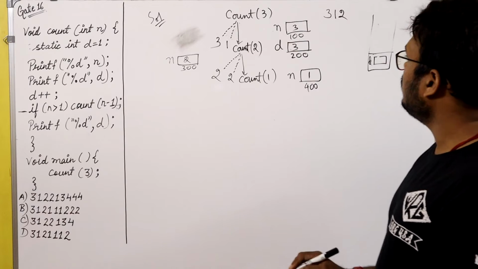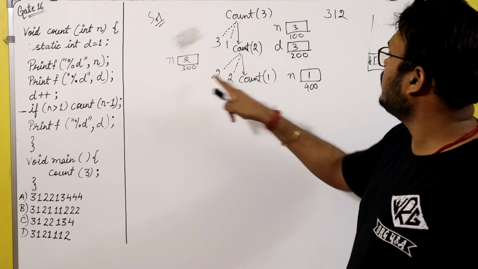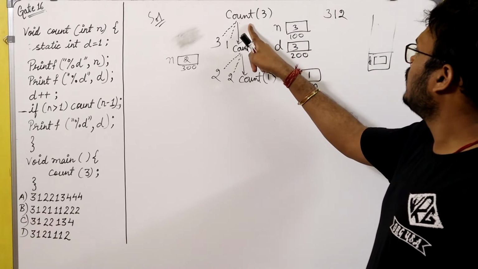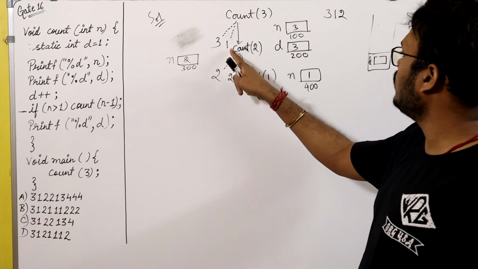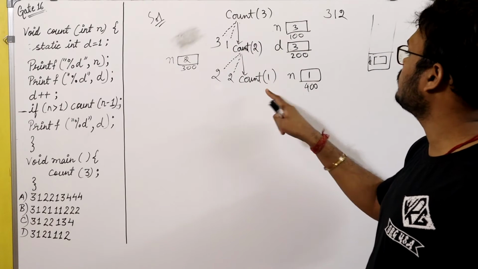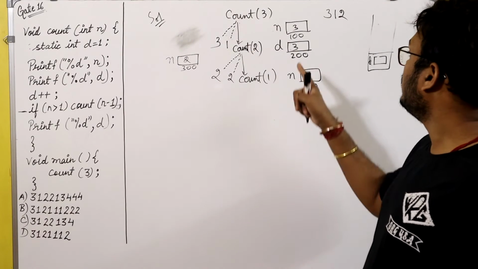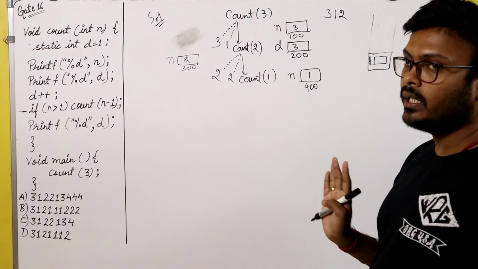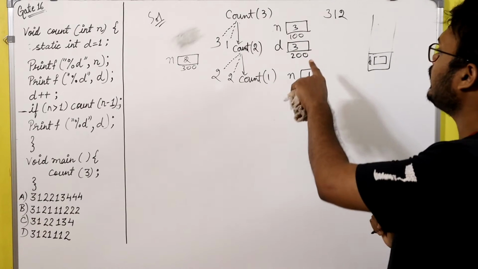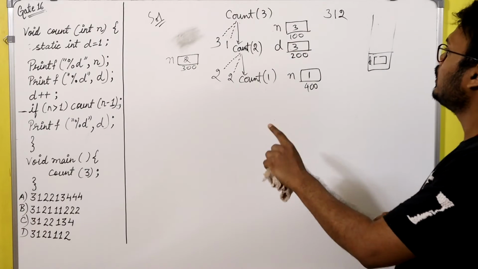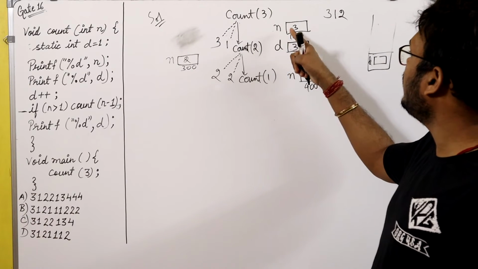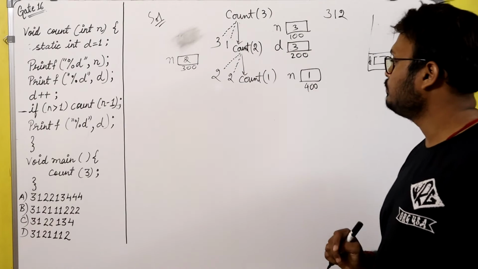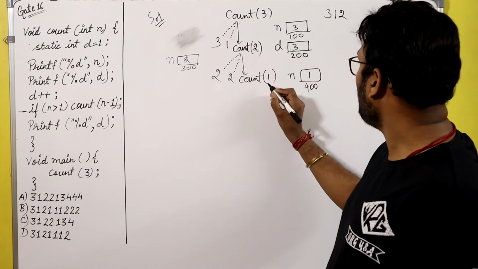You see, this n and this n are completely different. This n is local to this function, this n is local to this function, and this n is local to this function. But d is common for all the functions because d is a static variable, and it is initialized only once. But here you see the value of n is getting initialized again and again, like here.